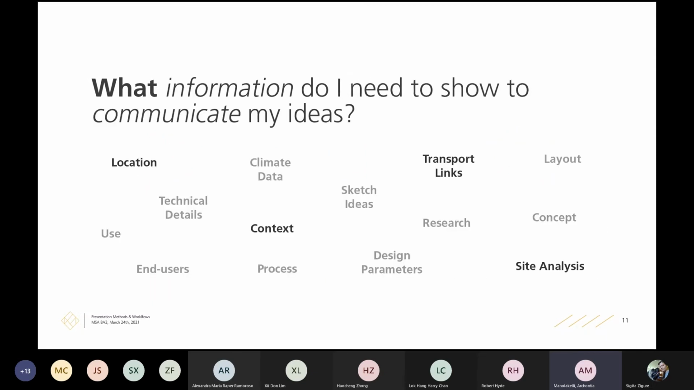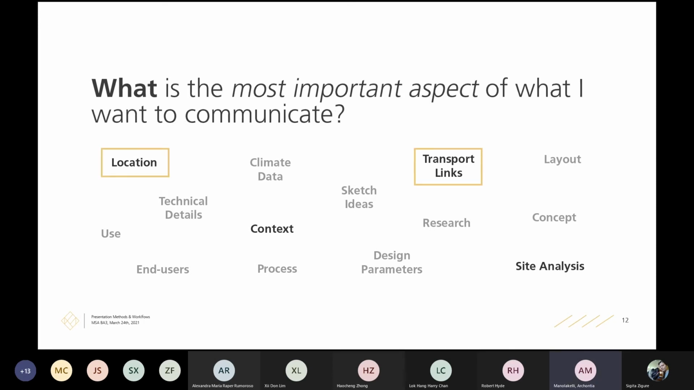So the next thing that you need to think about is the information you need to communicate your ideas. And here I have included some things that you may want to show. It can be a vast range of things, but for the purposes of this, let's say you want to show the location, context, transport links, and site analysis around a project that you're working on. And the most important aspect of that would be the location of your project in relation to transport links that are, for example, around it, because the context and the concept that you have really relies on that.